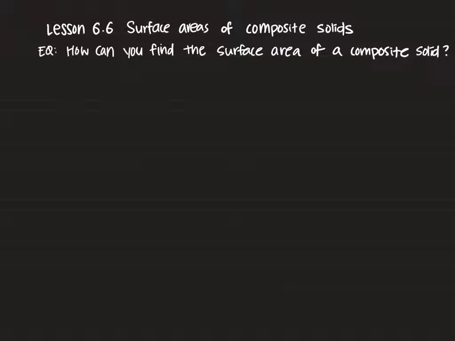Lesson 6.6 is on surface areas of composite solids. In this lesson, we're basically using our skills from our previous lessons in this chapter and applying them to figures that have more than one solid. For example, if you have a shape like this, it kind of looks like a crayon. You can cut it where you have the end of the wrapper. So it's going to be a cylinder and a cone put together, and you can find the surface area.